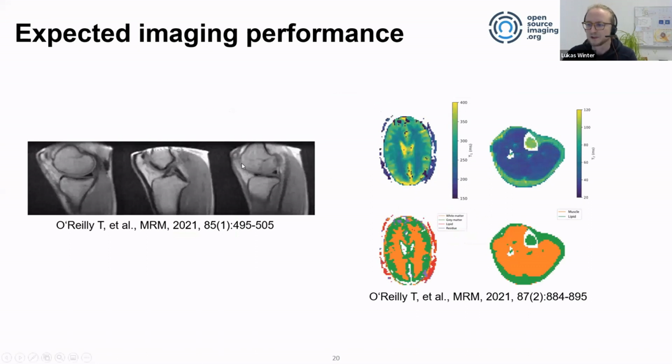Expected imaging performance. I showed these knee images before, and there was also a nice paper by Tom on relaxation times for brain mapping. These are from the old prototypes. The new images look even better. Of course, I don't show you any of that here, but they will come relatively soon. So as usual, this all improves, but this is already quite nice. And now we need to see at some point what the clinical applications are that can be used with this imaging quality.